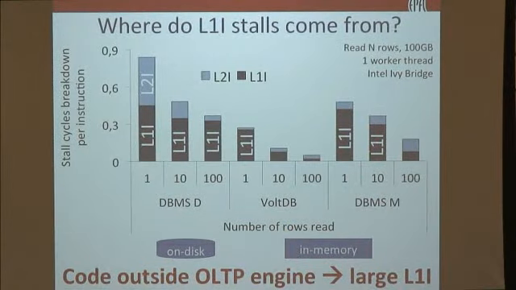For DBMS-M, on the other hand, when you increase the number of rows read per transaction to 10, L1 instruction stalls are still large. It goes to a low value only when you increase the number of rows per transaction to 100. This shows that DBMS-M's instruction footprint is still significant. I mean, inside the OLTP engine it has a low instruction footprint, but outside of the OLTP engine, where you have query parsing modules and so on, they are important contributors to instruction stalls, and the system suffers mostly from instruction stalls.